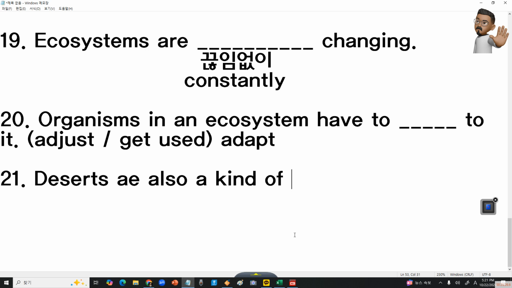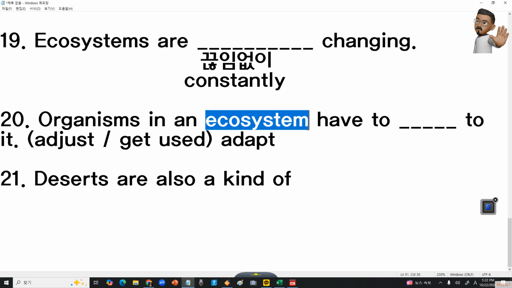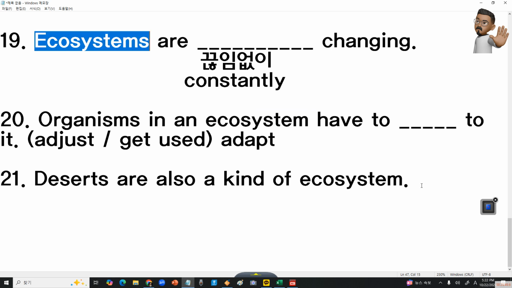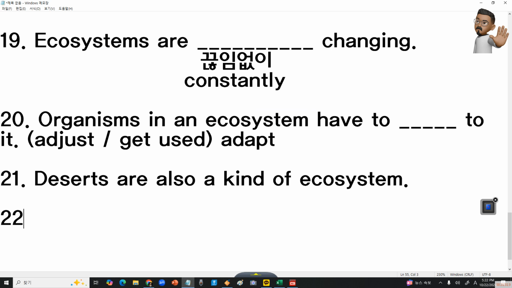Hint. You have already read it so many times. If I give the answer to you guys, you will be so surprised. You don't need a hint. It's the ecosystem from above. Is that right? Yes, teacher, I got it right. Number 21.